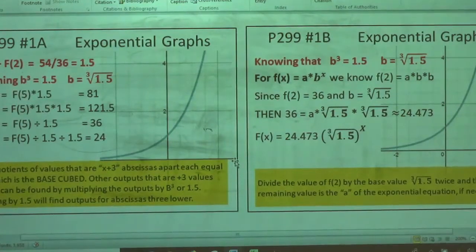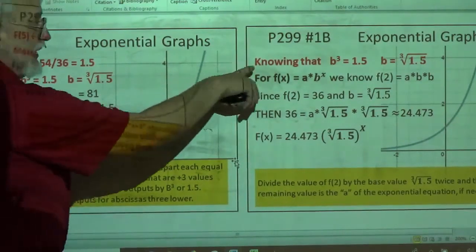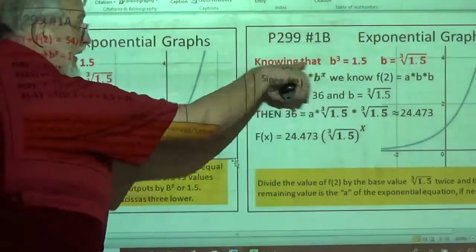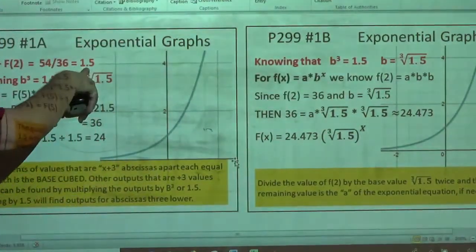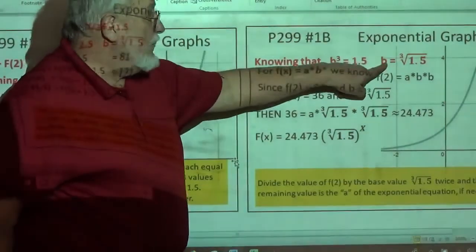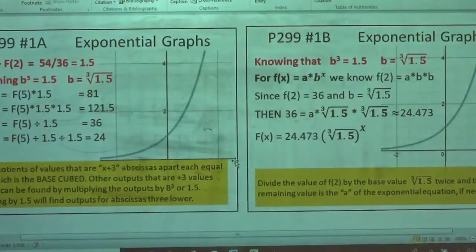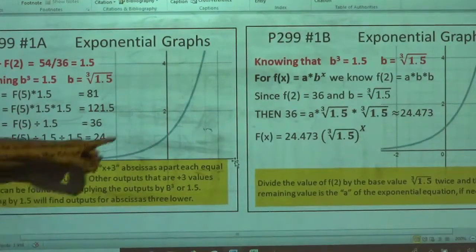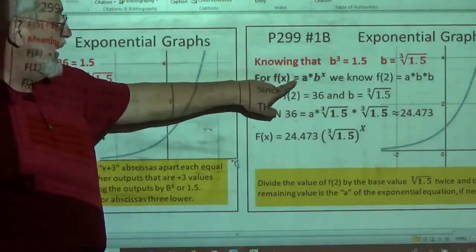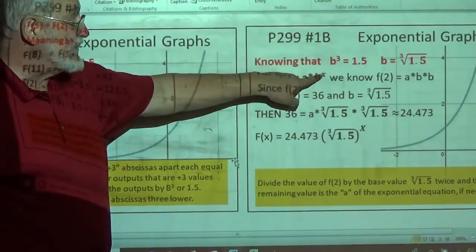Now let's talk about 614. Same information. Because b cubed was 1.5, then I know that b is the cube root of 1.5. Whatever that is, the calculator tells us. Okay, so here's my equation: a times b to the x.